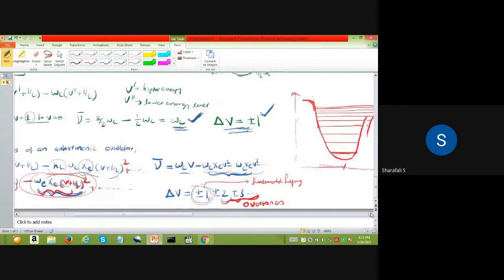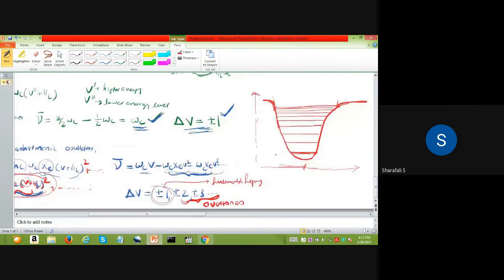So when you go up, v equal to 0, v equal to 1, v equal to 2, etc., this energy gap will get reduced. You can see from here that the energy gap is getting reduced when you go to a higher v value.